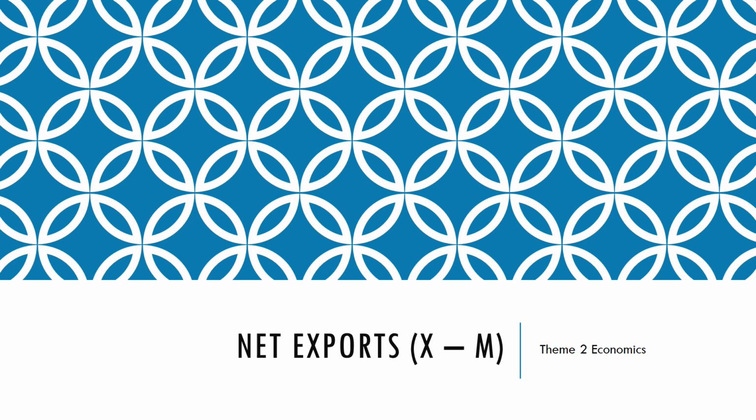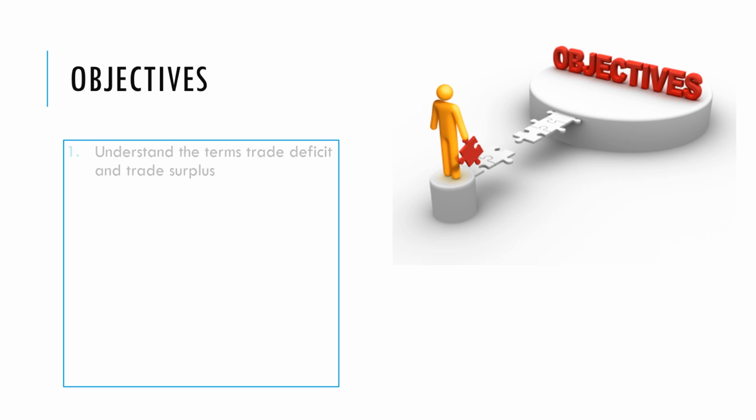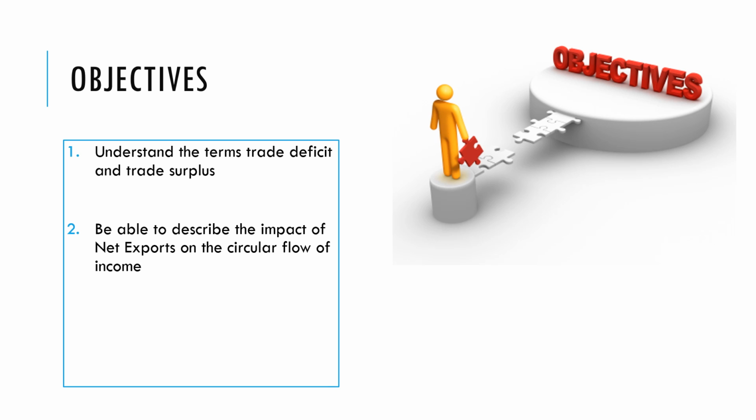Hello and welcome to this video on net exports, X minus M. In this video we're going to look at the terms trade deficit and trade surplus, look at the impact of net exports on the circular flow of income, and then look at the main influences on the trade balance.